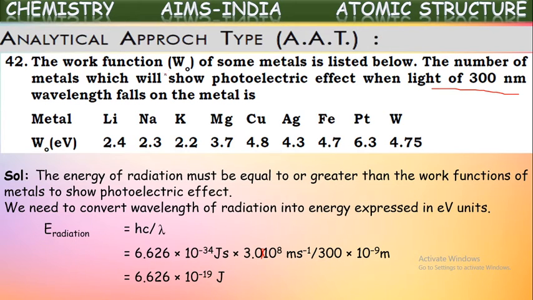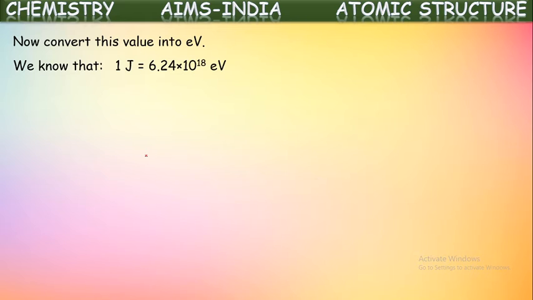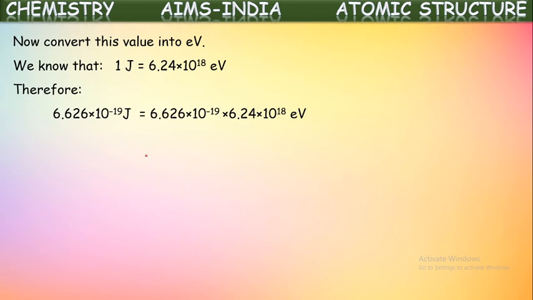But here work functions are mentioned in electron volts. So let us convert this energy of the photon also into electron volts. 1 joule is equal to 6.24 into 10 to the power of 18 electron volts. If we convert this total energy in joules into electron volts, we get 4.134 electron volts. So the energy of the photon passed onto the metal surfaces is 4.134 electron volts.